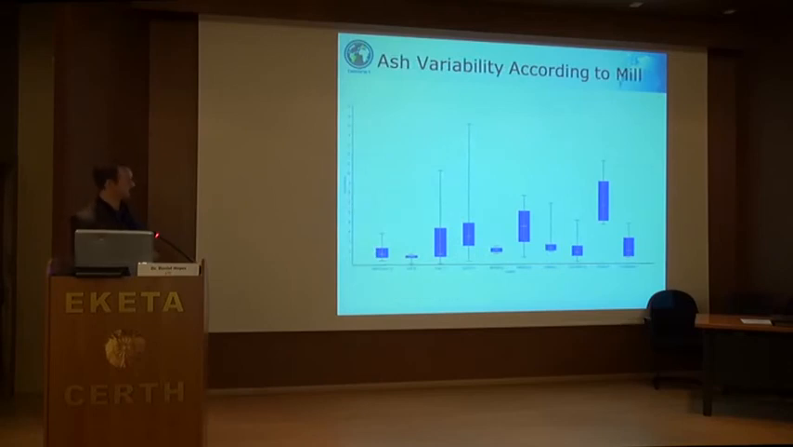Something about the ash content. Each one of these is a mill that we sampled from, and here you see the variability. These are quantile plots for each mill, and on the y-axis we have the ash content. So if you take this mill, very little variation, very low ash content. If you take this mill, wide variation, up to 15% ash content, which can be very significant.